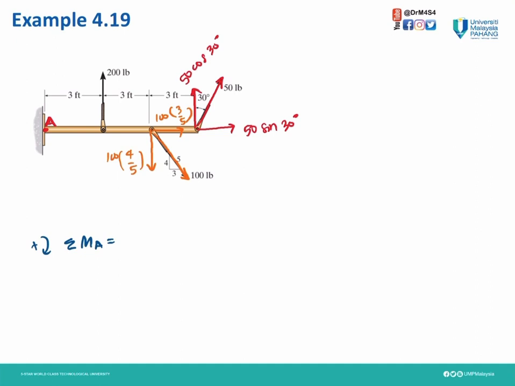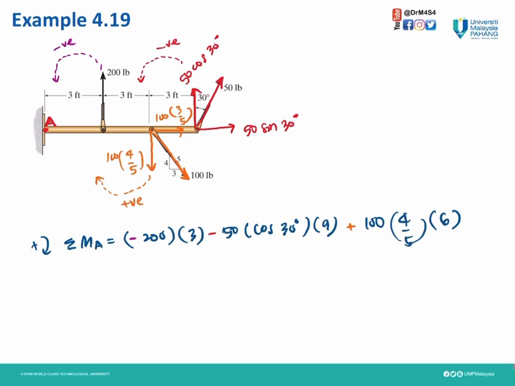Then we need to calculate the moment about A. We take summation moment at A, positive clockwise. So this is our point A. Simply, we can cancel out this force, and also the force in x direction. This one we can cancel out because it's in line with point A. So just left 200 pound, 50 cos 30, and 100 times 4 divided by 5.